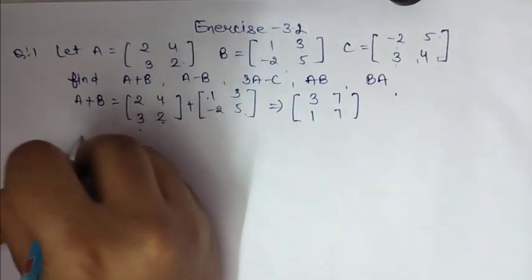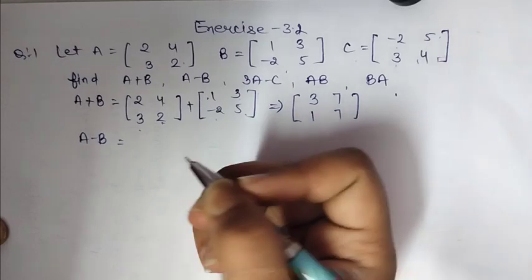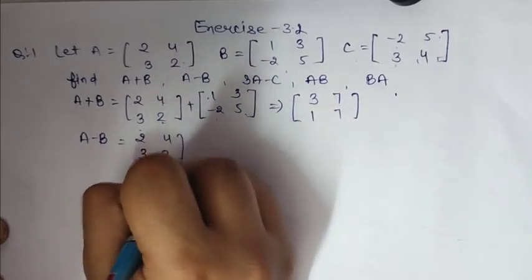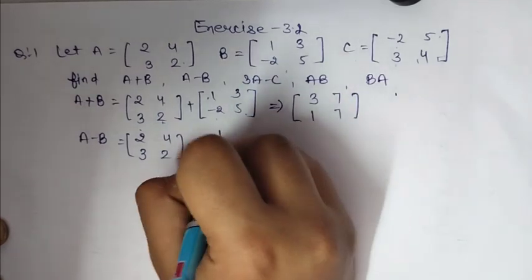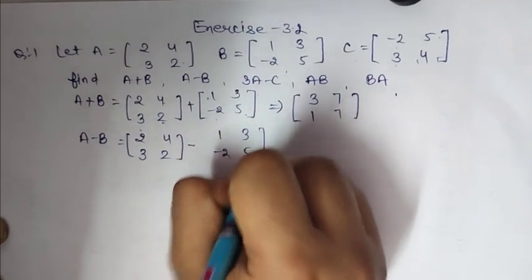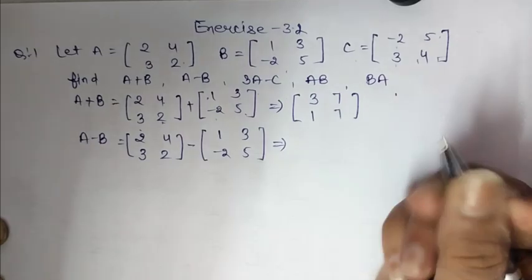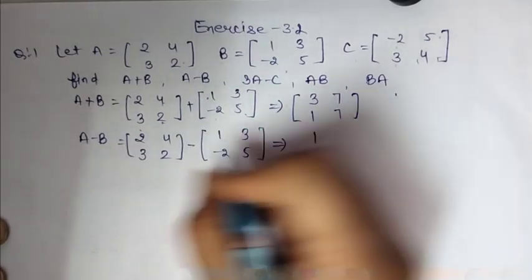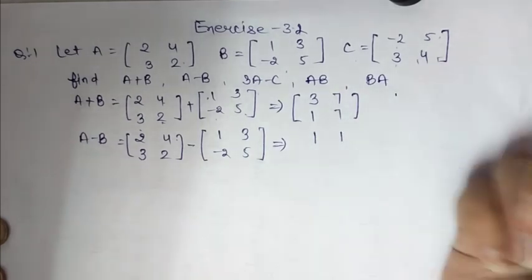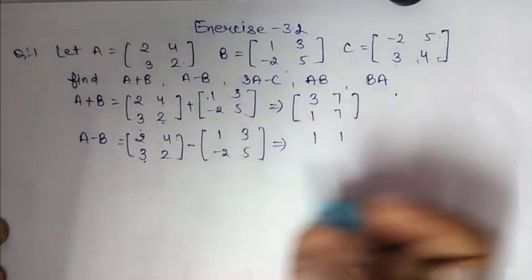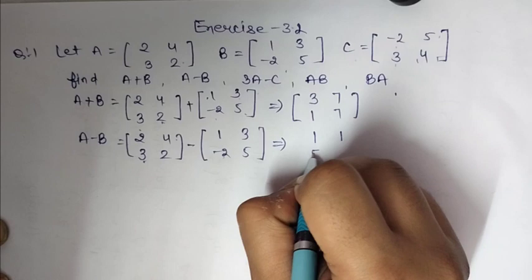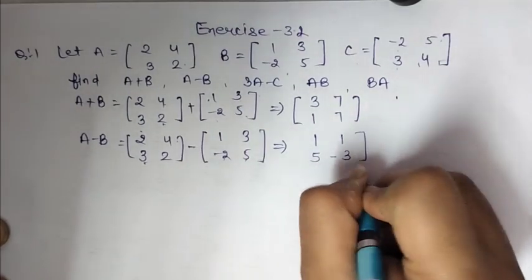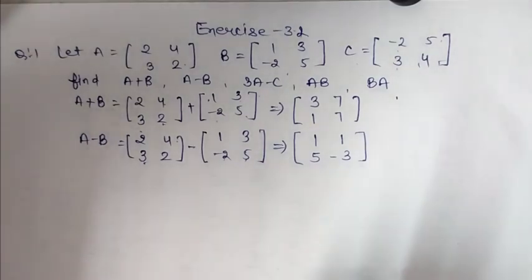Now we have to find the value of a minus b. We have a as 2, 4, 3, 2, and b we have 1, 3, minus 2 and 5. So we have to now subtract b from a. We will get 2 minus 1, that will be 1, 4 minus 3, that will also be 1, 3 minus minus 2, that means 3 plus 2, we have 5, and 2 minus 5, that will be minus 3. So now we have also found the value of a minus b.